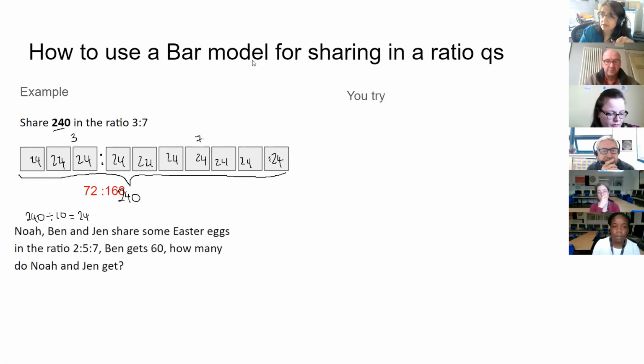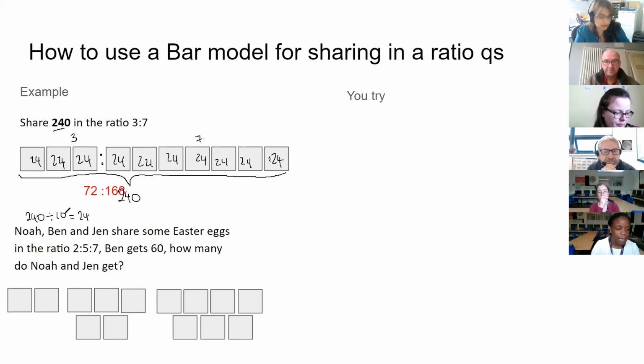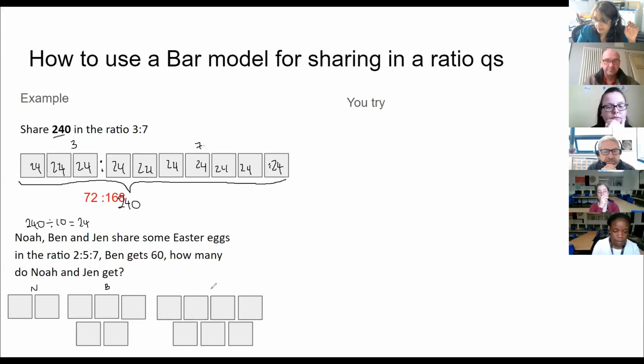Another example would be this one. Noah, Ben, and Jen share some Easter eggs in a ratio 2:5:7. Ben gets 60. How many do Noah and Jen get? So again, the same idea would be to just draw the boxes, 2:5:7, labeling your boxes. So this one represents Noah, this is Ben, this is Jen, with your colons. And so Ben gets 60, so therefore I'll do the curly brackets around Ben only to represent that that is 60.